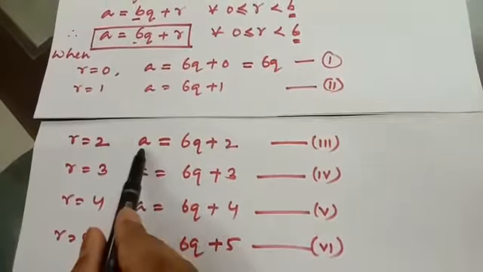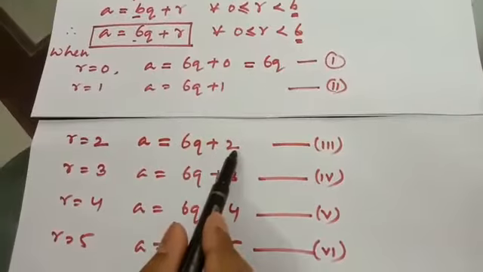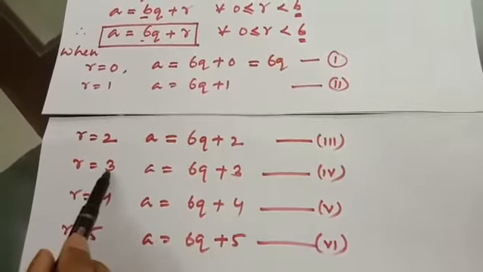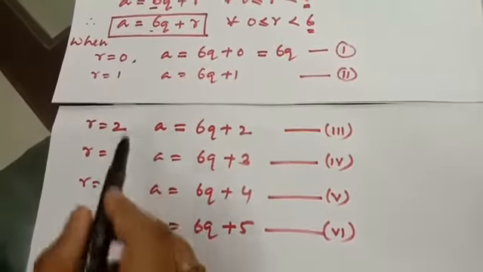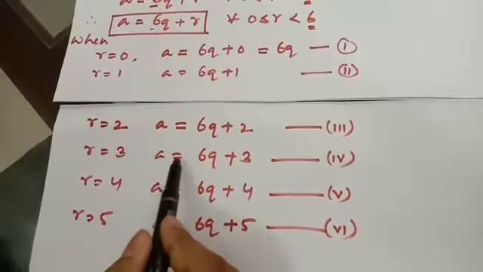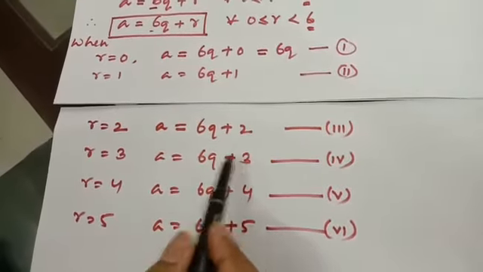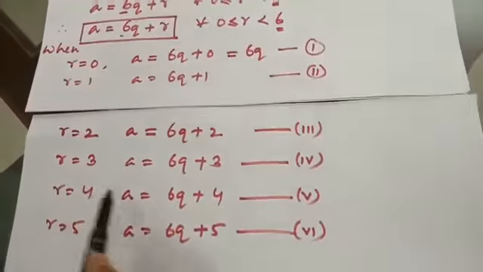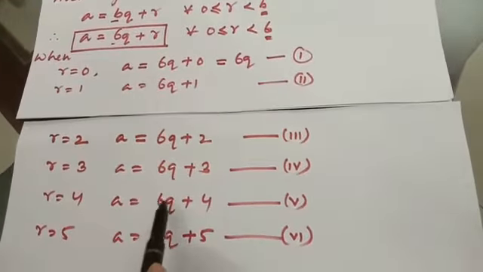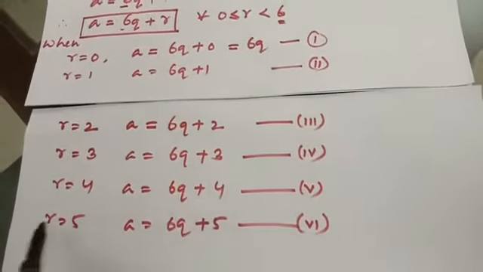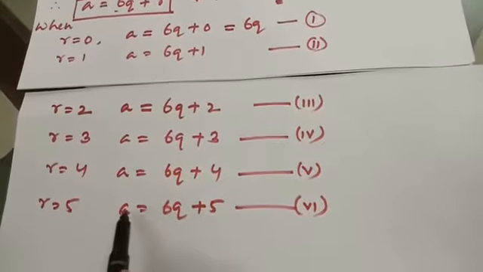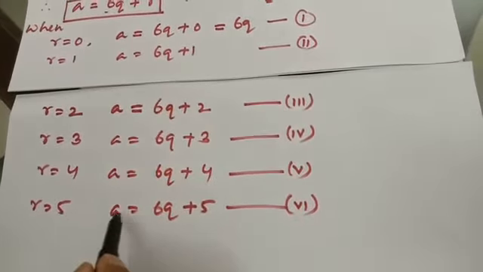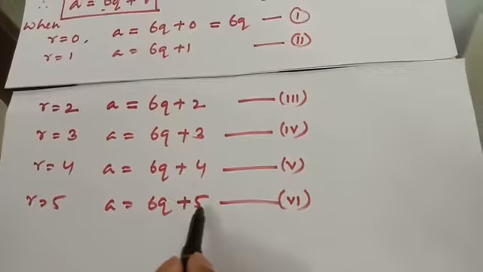Then a becomes equal to 6q plus 2. Then take r equal to 3. When you take r equal to 3, then a is equal to 6q plus 3. Then take r equal to 4. Then a will be equal to 6q plus 4. Then take r equal to 5. When you take r equal to 5, a will be equal to 6q plus 5.